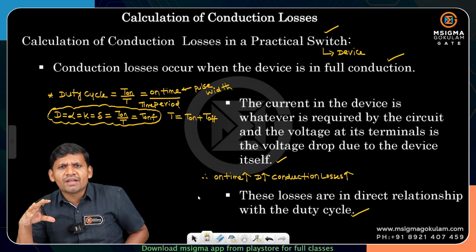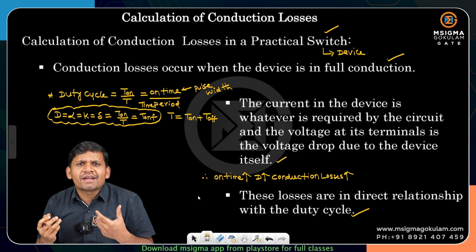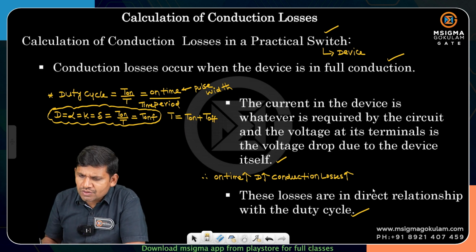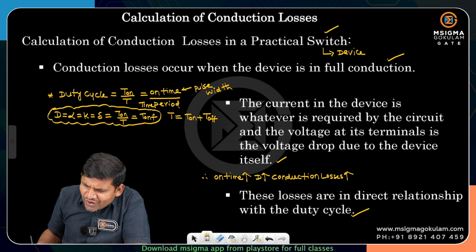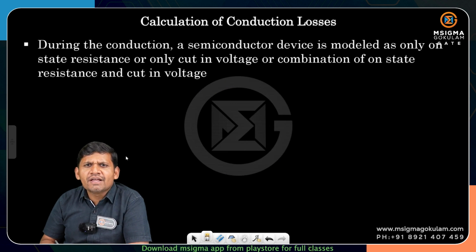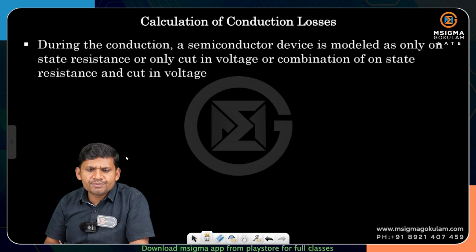The higher the duty cycle, the more the on time. Once the on time is more, the conduction losses are also more. Now, in different cases, how to calculate the conduction losses, that I have to explain.